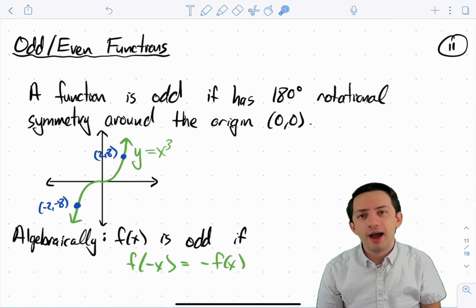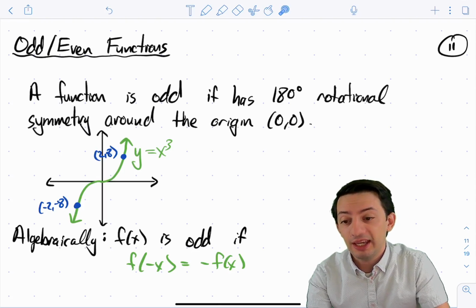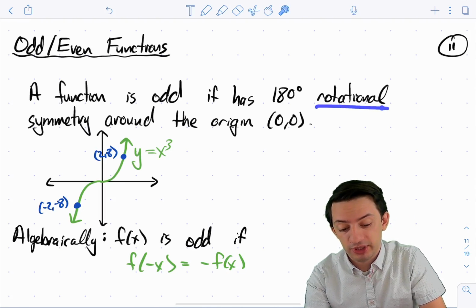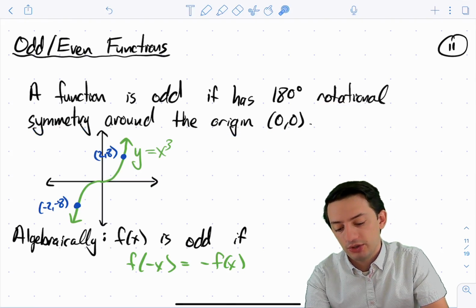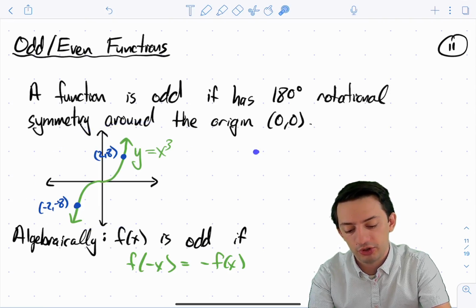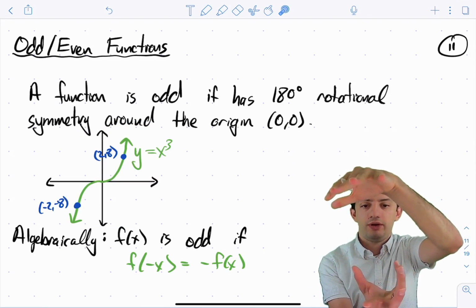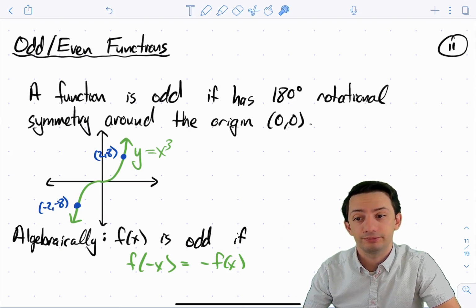A function is odd if it has a different type of symmetry. A function is odd if it has rotational symmetry, 180 degrees, around the origin (0, 0). So here's the graph of x cubed. If I take this whole function and rotate it 180 degrees around the origin, I get what I started with.